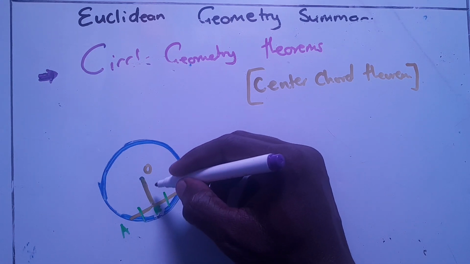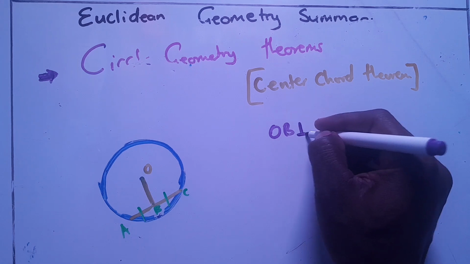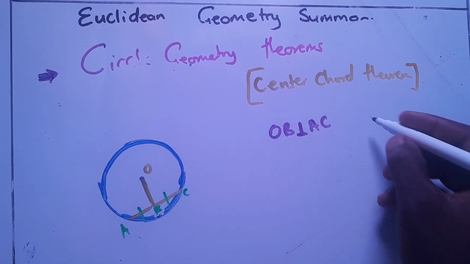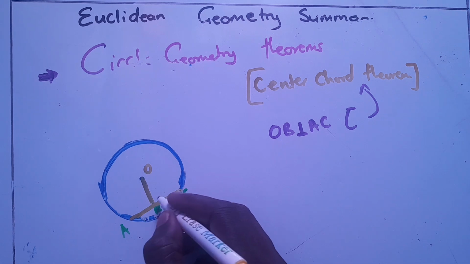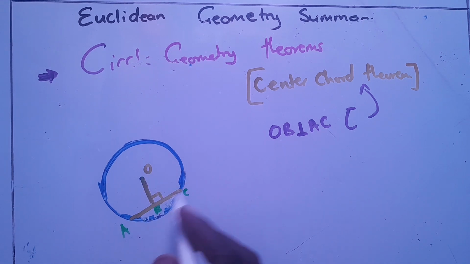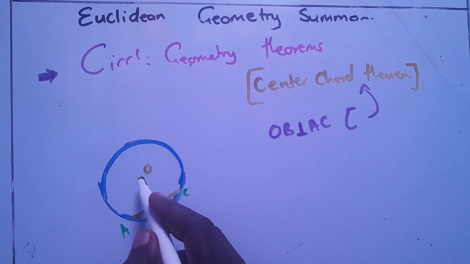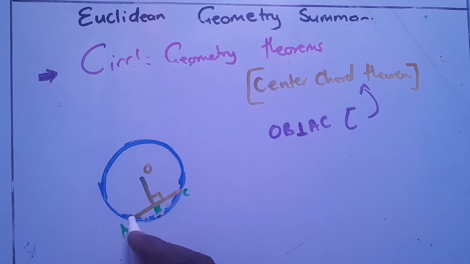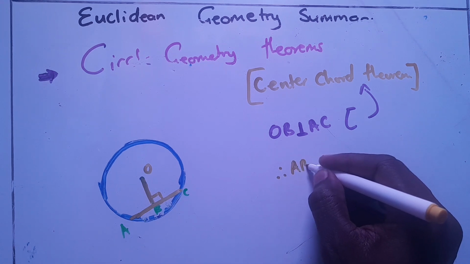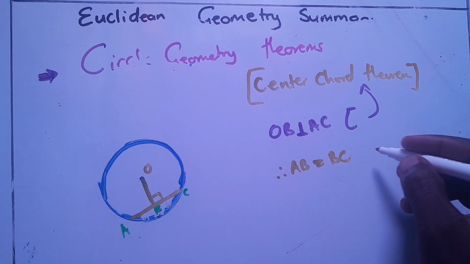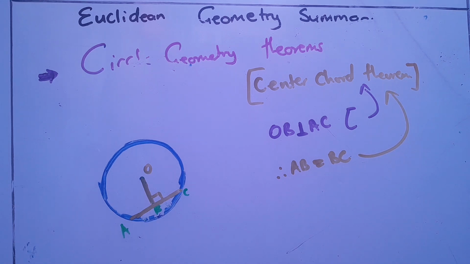Whenever that happens, we know that OB becomes perpendicular to AC. And the reason being, it is the center chord theorem. So again, they can give you that vice versa. They can also give you this line, and they say OB is perpendicular to AC. But you can see that this line is from the center and this is our chord. So if this is our chord and this is perpendicular to that, we can conclude that therefore our AB is equal to our BC. And the reason being, again, it is the center chord theorem.